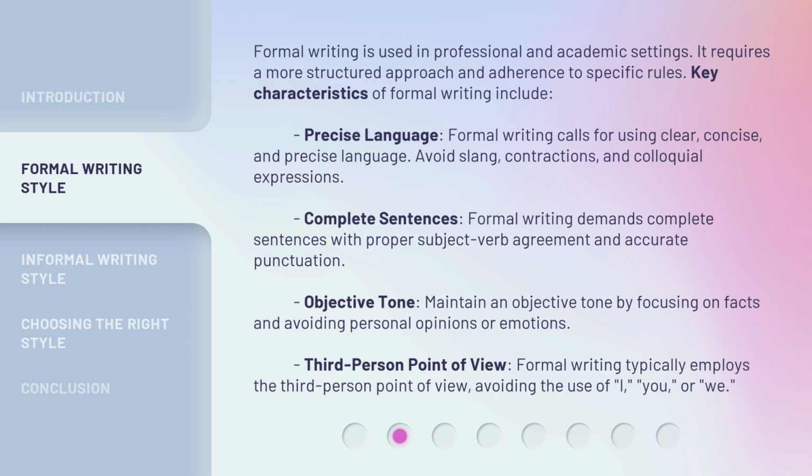Complete sentences. Formal writing demands complete sentences with proper subject-verb agreement and accurate punctuation. Objective tone. Maintain an objective tone by focusing on facts and avoiding personal opinions or emotions. Third-person point of view. Formal writing typically employs the third-person point of view, avoiding the use of I, you, or we.